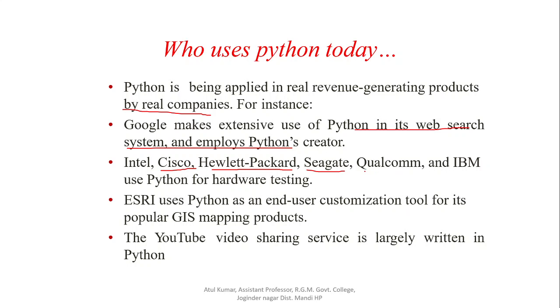Qualcomm is a very popular mobile processor company that manufactures different kinds of mobile processors, and IBM is also a very popular hardware company that uses Python for hardware testing. ESRI is a very popular company making GIS and mapping products, and it uses Python as an end user customization tool. YouTube also uses Python for video sharing services.